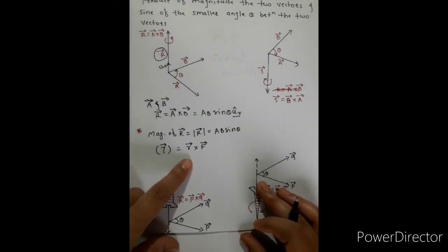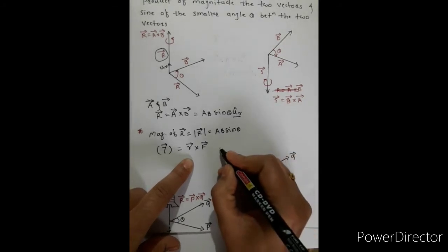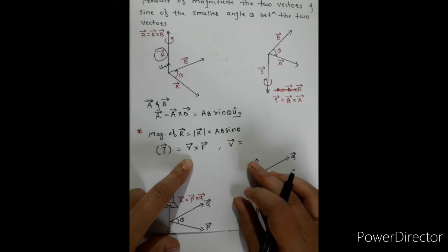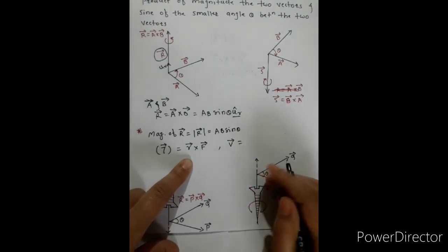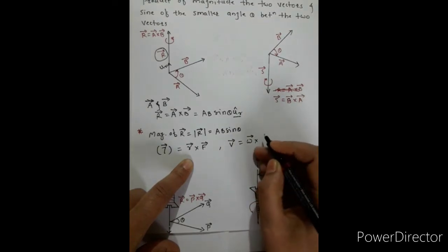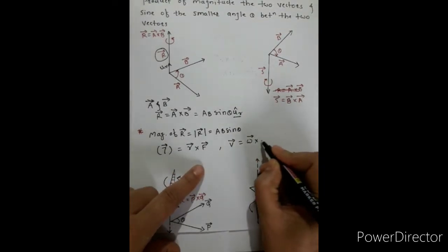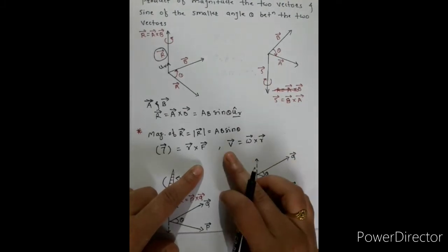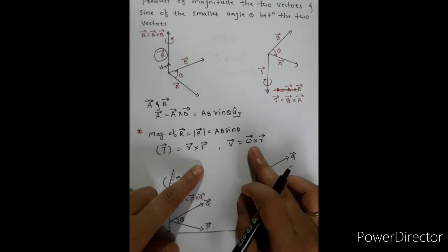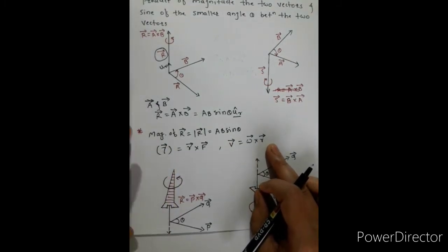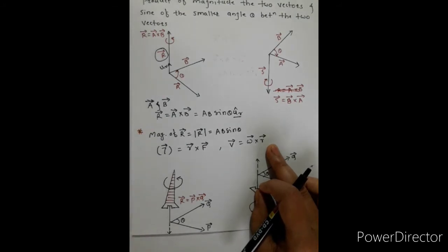Also the instantaneous velocity V. Instantaneous velocity of a particle is equal to the cross product of its angular velocity and its position R from the axis of rotation, that is vector V is equal to vector omega cross vector R. So this is the vector product of two vectors.